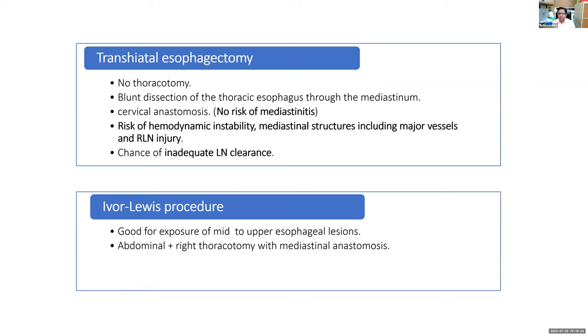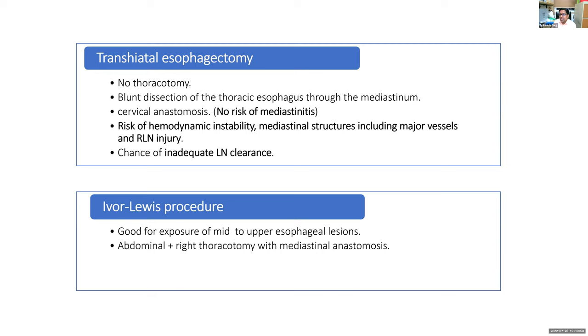It's a blunt dissection of the thoracic esophagus through the mediastinum approach, and anastomosis is done in the cervical area. So there is no risk of mediastinal dehiscence leading to mediastinitis, as I just mentioned. But there will be a lot of hemodynamic perturbations and neural injuries that can happen, because the dissection in the mediastinum is through the transhiatal approach, and hence injuries can happen to these patients.